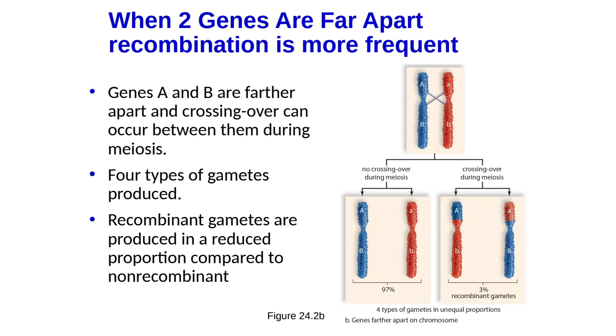So recombinant gametes are produced in a reduced proportion compared to non-recombinant. That's shown here, 3% versus 97%. Now, it could be different. If the genes were really far apart, it could be as high as 5 or even 10% of recombinant gametes.